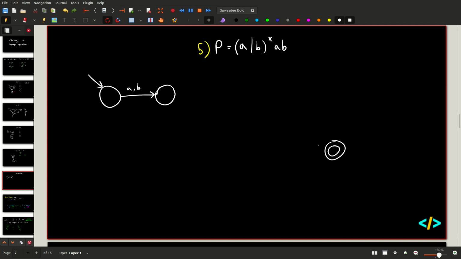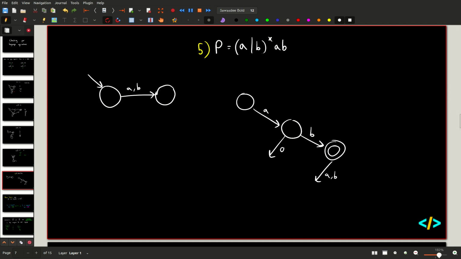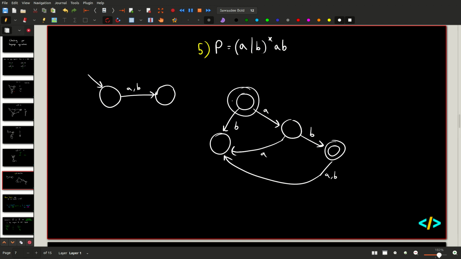Let's start from the end. So we have an accept state, which we reach by reading a B, and we reach the state there by reading an A. So we kind of need to just reach that state. Okay, and then we have our hell state. So A, B from this accept state would go to hell. A from this state would go to hell, and then B from this state would go to hell. Okay, so we want to reach that state. How could we do this?